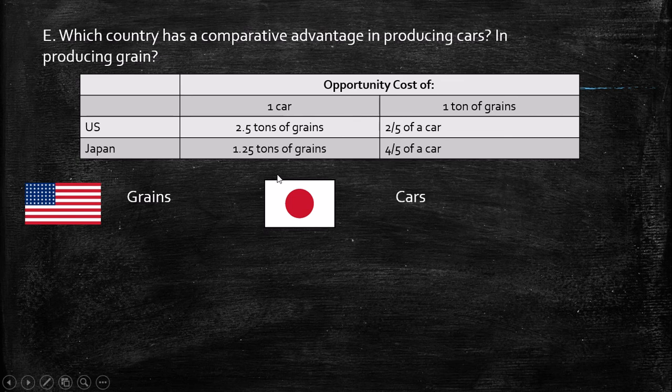In the other case, we have Japan. The opportunity cost of producing 1 car is lower for Japan. So in this case, the United States has a comparative advantage in grain and Japan has a comparative advantage in cars.